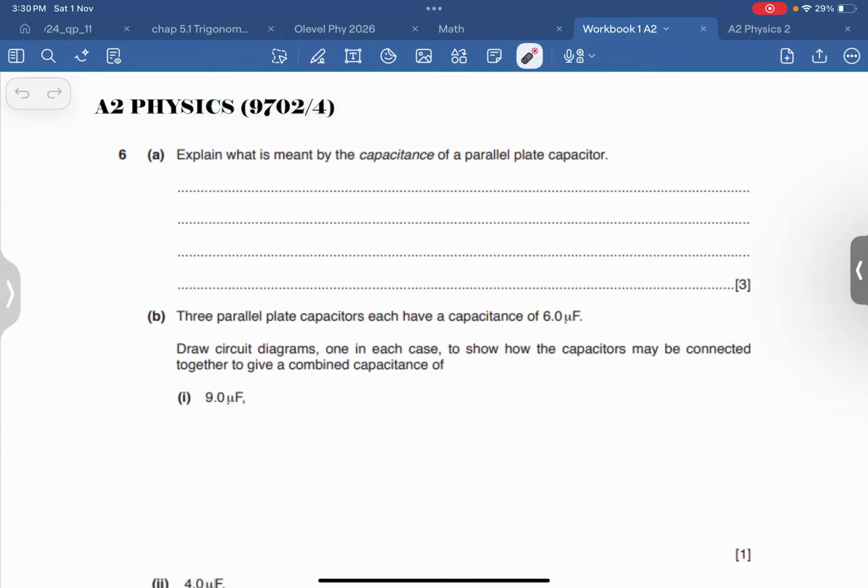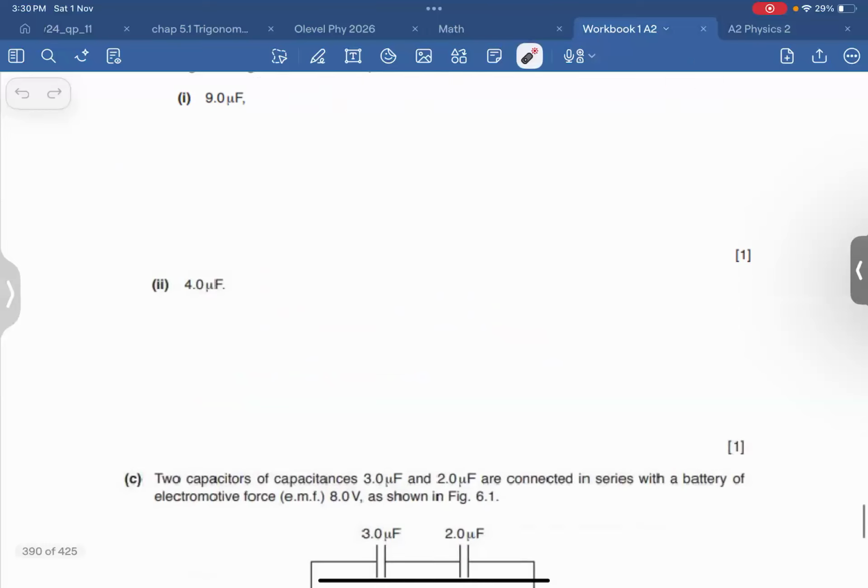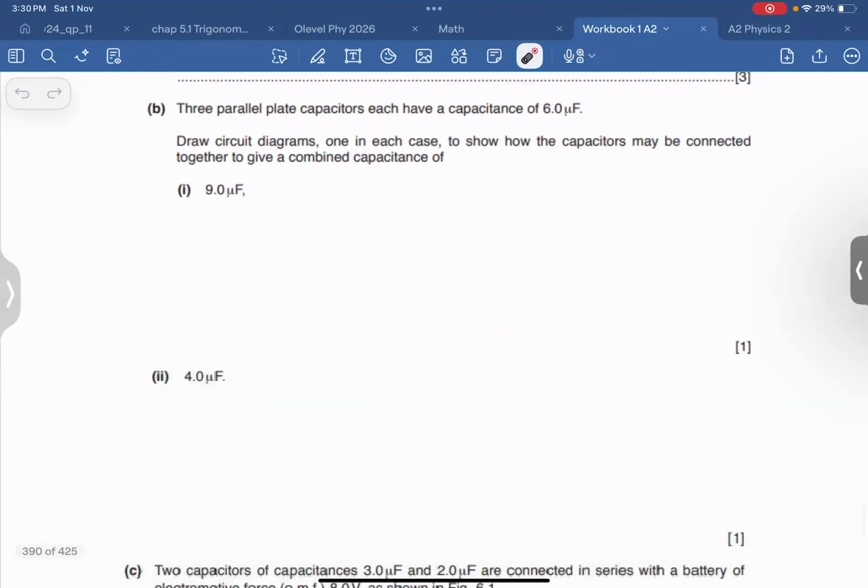Acha, we discussed this concept, okay, that it is basically the ratio of the charge stored on any one plate per unit potential difference across the plate. Okay, they are giving you 3 marks for that. So this is the definition. We wrote that in the paper. Okay, just move on, please.